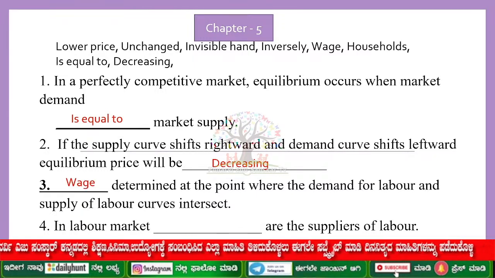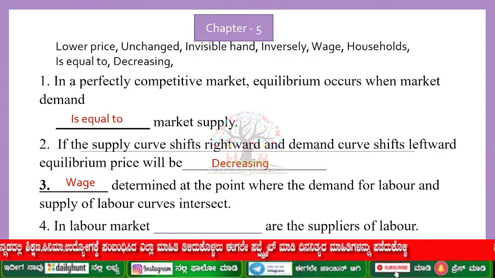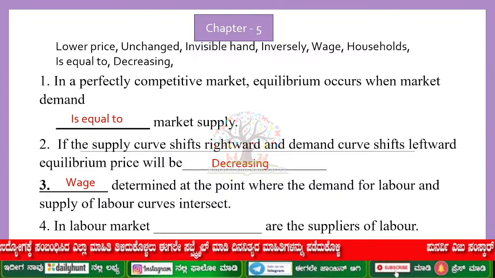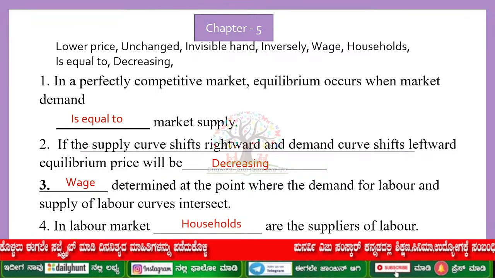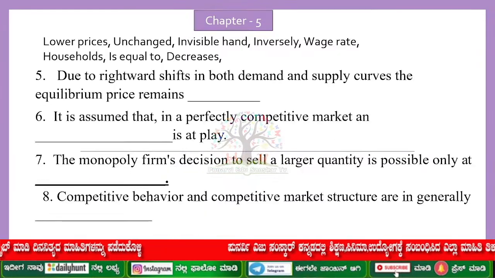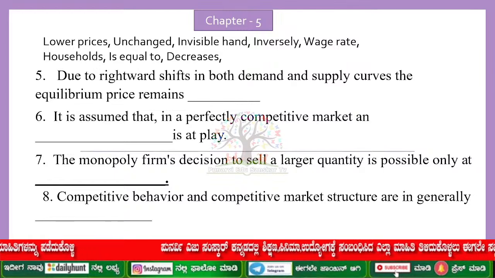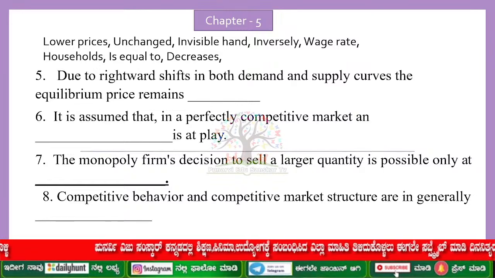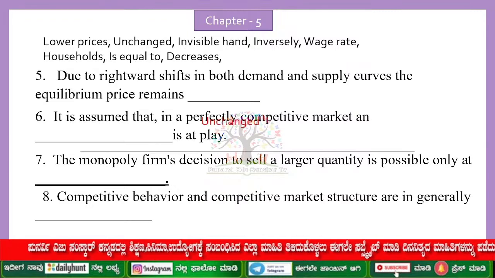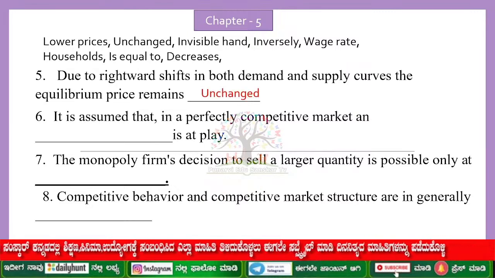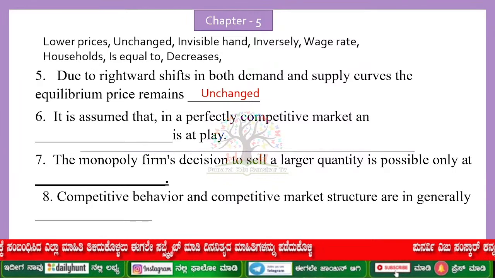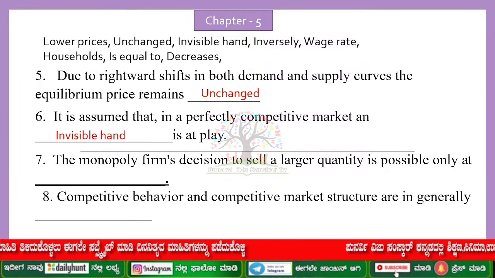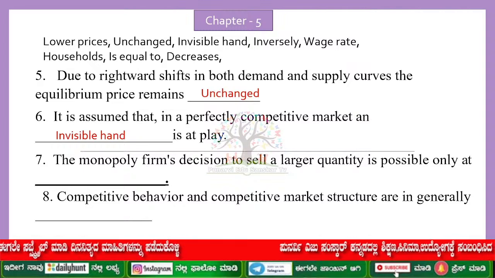Wage is determined at the point where the demand for labor and supply of labor curves intersect. In a market, households are the suppliers of labor. Due to a rightward shift in both demand and supply curves, the equilibrium price remains unchanged. It is assumed that in a perfectly competitive market, an invisible hand is at play.